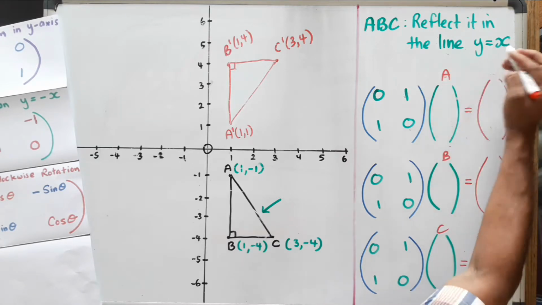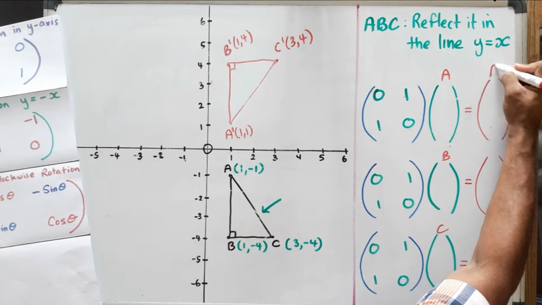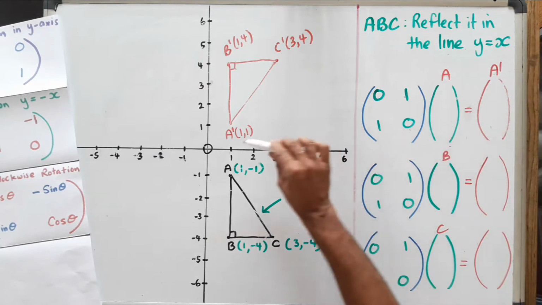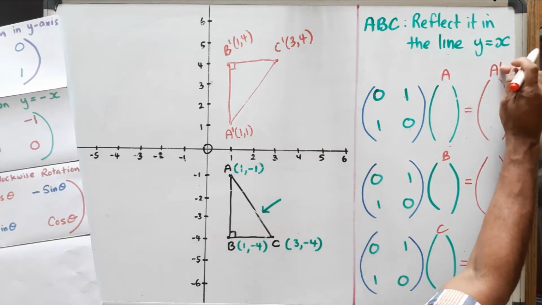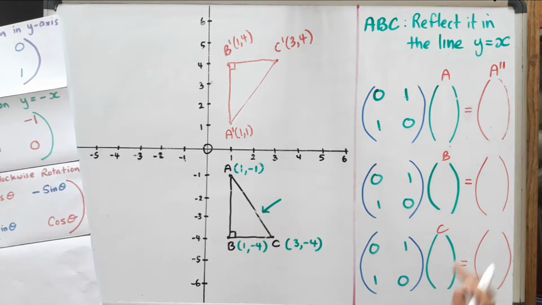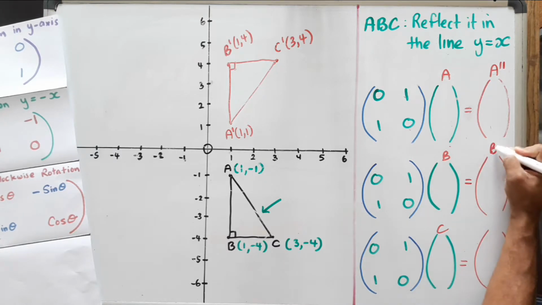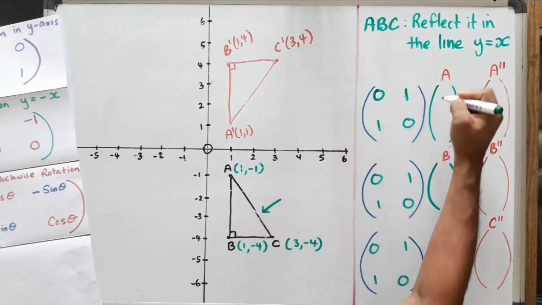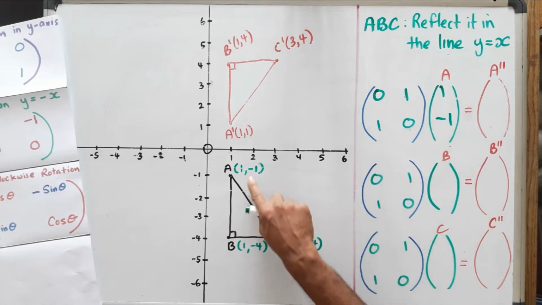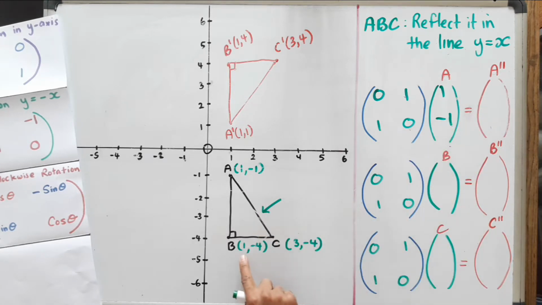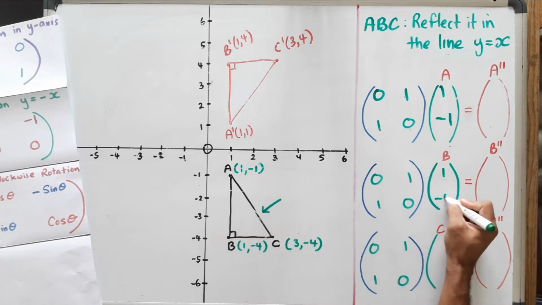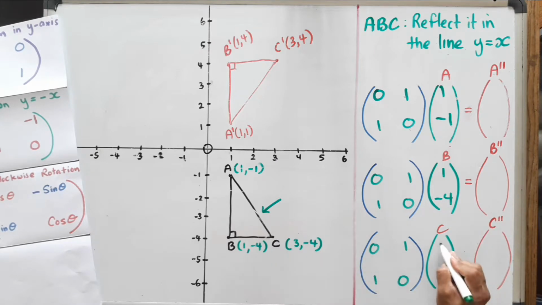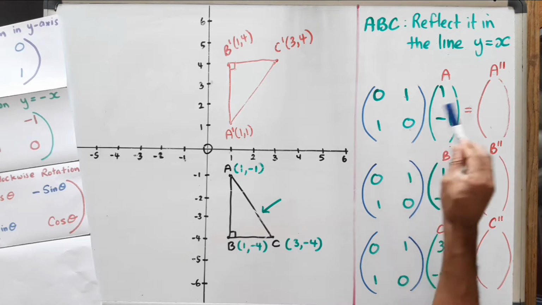The answers we get now will not be A prime, because we already used A prime. It will be A double prime. So you have to put 2 slashes, and this one will be B double prime, and this one will be C double prime. So A is 1, minus 1, that's this. B is 1, minus 4, and C is 3, minus 4. So all we have to do is multiply this by this.